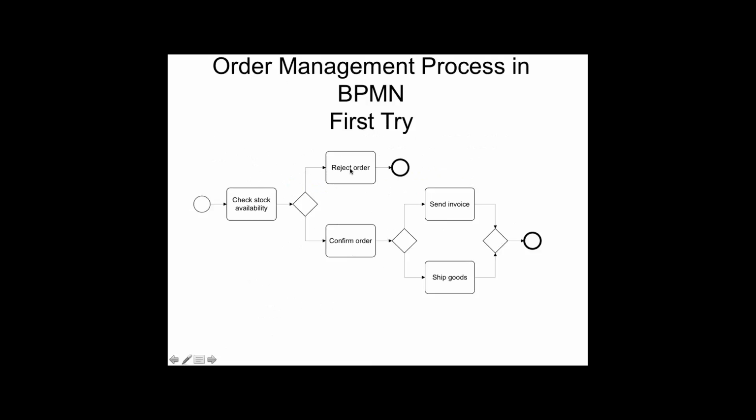Now, for example, reject order can be an automated task. Confirm order can be an automated task. Check stock availability can be a user or human task. Send invoice can again be an automated email task. Ship goods can be a manual task. So these are different types of tasks.